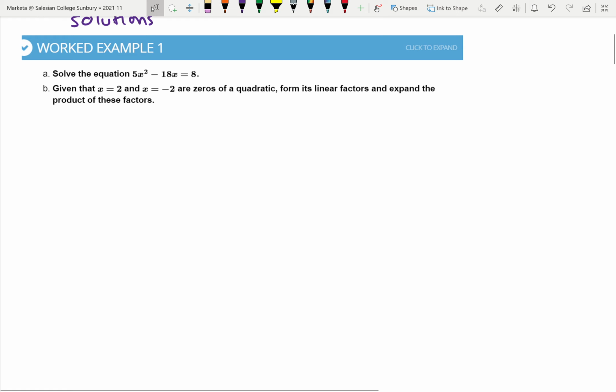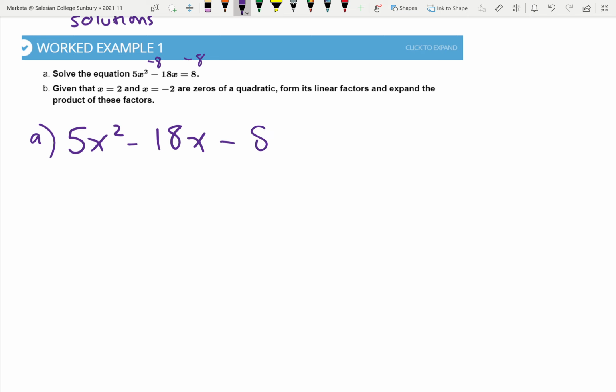The first thing here they have is 5x squared minus 18x, and I'm going to minus 8 on both sides. The reason I do that is because I need to be able to use the null factor law, and null factor law means you have to equate to 0. Null means 0, so we can't leave it equaling 8, we must equate it to 0. So I've done that.